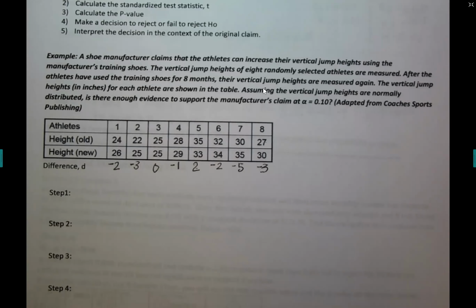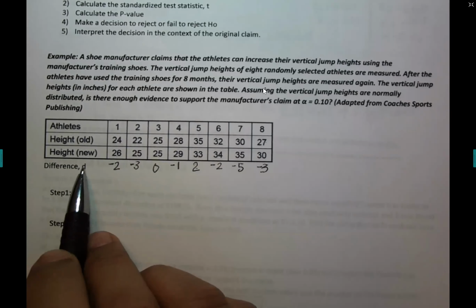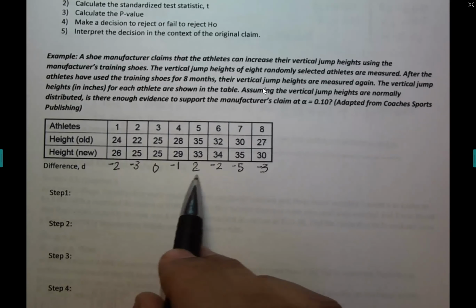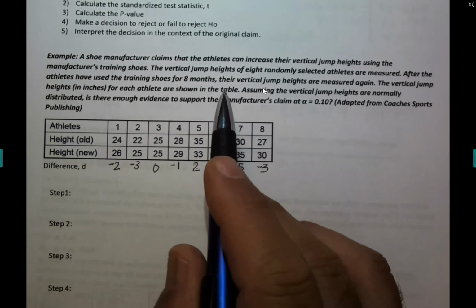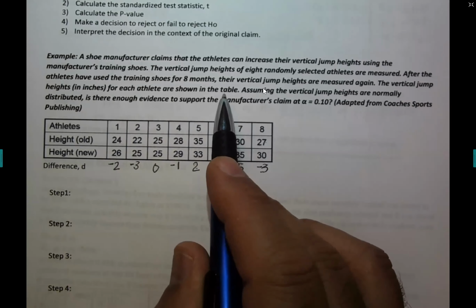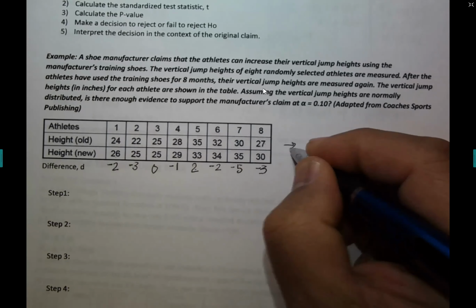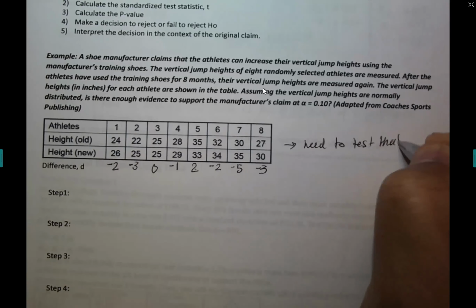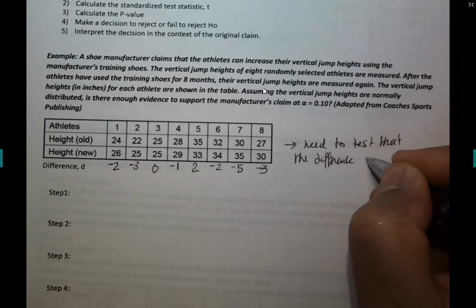All right, so we test the difference. So the first step, guys, when you have dependent samples, you do the difference D. And you agreed with me, if this turned out to be negative, it works. If it turns out positive, it doesn't work. So because we want to test the manufacturer's claim that it does work, you need to test that the difference is negative. And I'm going to show you how to write this.